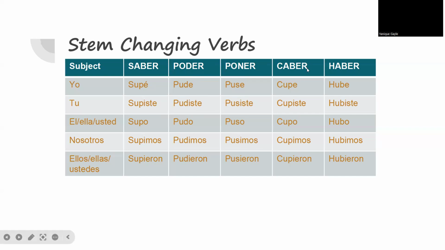Caber means to fit, like in a space, to fit something. Cupe, cupiste, cupo, cupimos, cupieron.